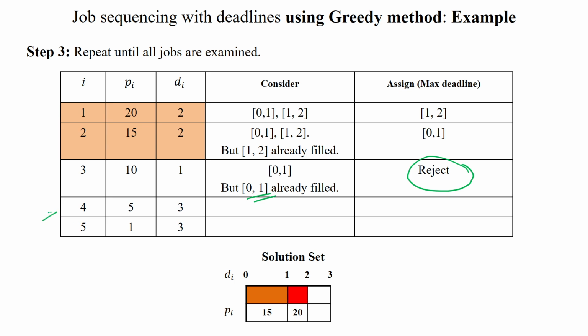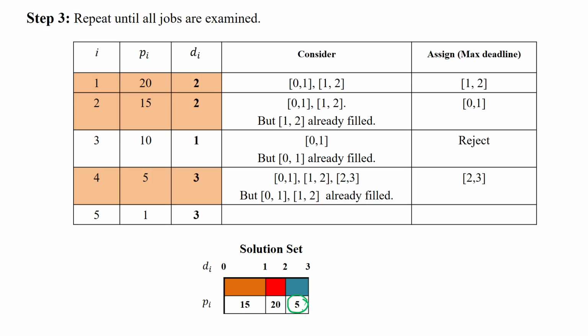Then we go to job 4. The profit is 5 and the deadline is 3. Here r is 3, r minus 1 equals 2. The possible time slots are 0 comma 1, then 1 comma 2, then 2 comma 3. Now we check the time slot 2 comma 3. Yes, 2 comma 3 is free as of now. Since it is free, we can allocate 2 comma 3 to job number 4 with profit 5. So we have allotted time slot 3 to job number 4 with profit 5.